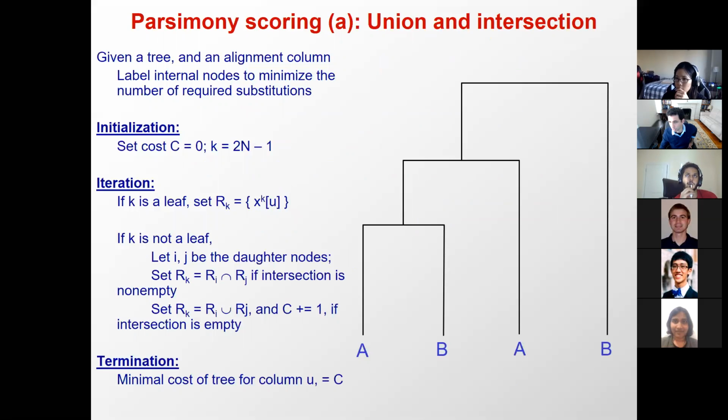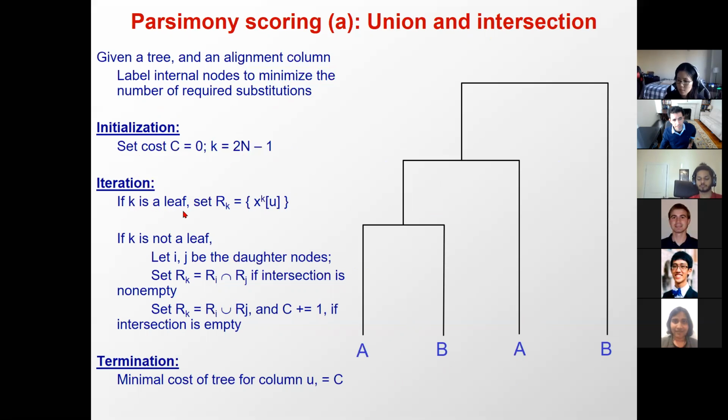So now let's look at the simple version of parsimony scoring. Parsimony scoring basically says, given a tree and given an alignment column of that tree, for example, ABAB, we're going to label the internal nodes to minimize the number of required substitutions, okay? And this algorithm works as follows. Initially we have cost 0 because we have 0 events in the whole tree, and then some k. And now we're going through every single node.